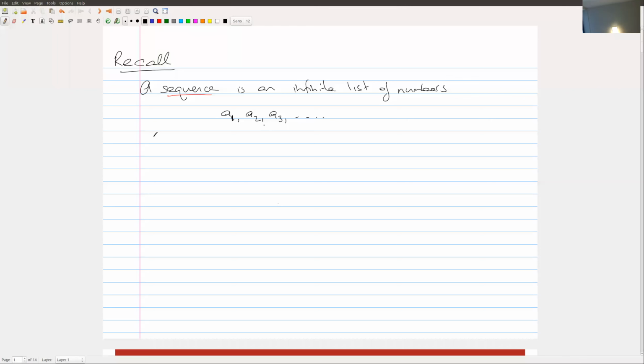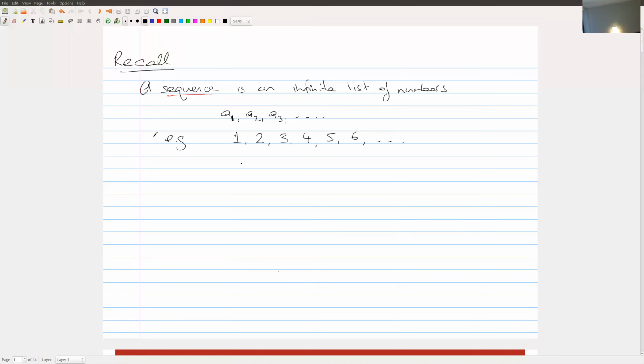So the first term doesn't have to be called A1. It could be called A0. It could be called A4. But the indices on the terms do increase as consecutive natural numbers as we roll out along the sequence. An example of an infinite sequence, probably everybody's favorite, is the sequence of natural numbers that goes 1, 2, 3, 4, 5, 6, and so on. That's certainly an example of an infinite sequence.